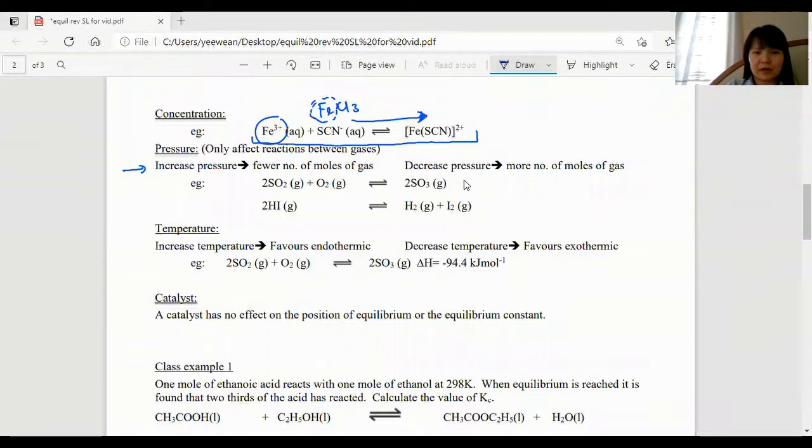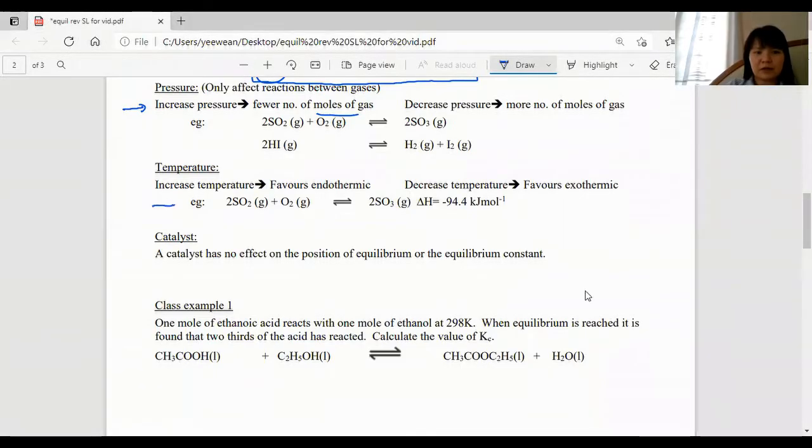What if I were to increase or decrease the pressure for this equation here? 2HI decomposed to H2 and I2. There won't be any shifting to the right or left if I were to increase or decrease the pressure for this reaction, because there's no difference in the number of moles of gas on both sides. So it wouldn't shift to either side.